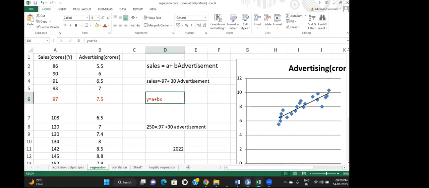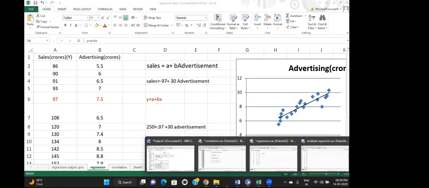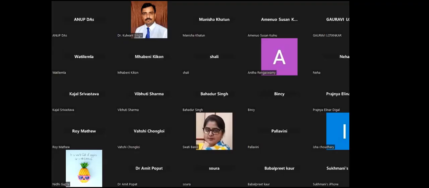Okay, हाँ मैं अभी आपको प्रैक्टिकल करा रही हूँ, अभी प्रैक्टिकल नहीं हुआ. Hello, ma'am. Ma'am, please explain this with the help of SPSS. हाँ मैम वही करने लगी हूँ मैं अभी. Yes, I'm going to do that.